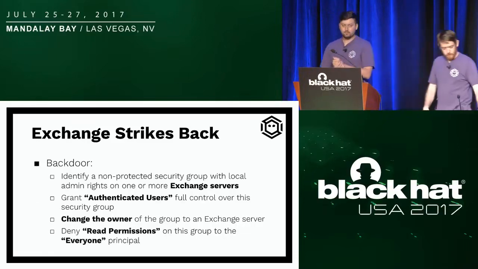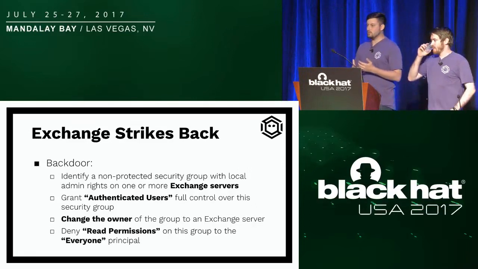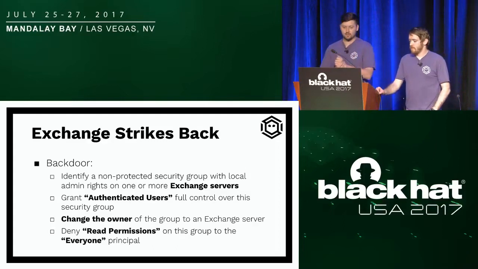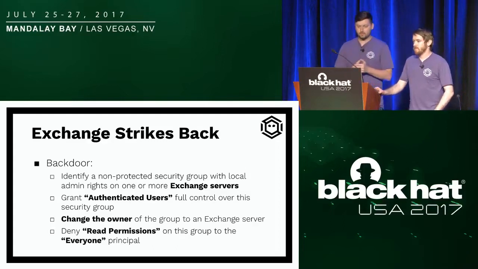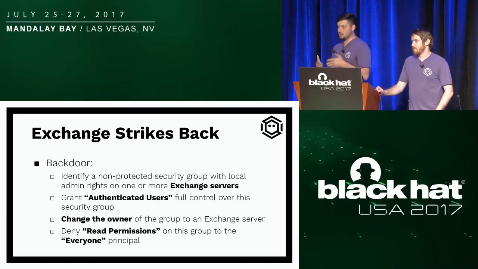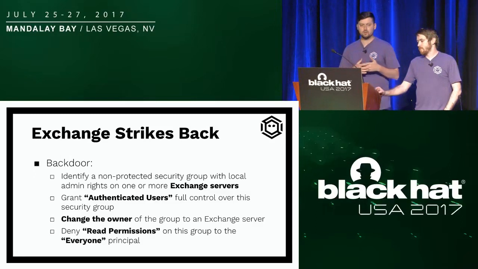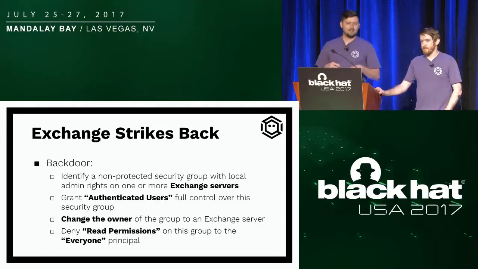So here's how this backdoor works. What we're going to do, we're going to ride the existing privilege that Exchange has, and we're going to backdoor an object that has the same privilege by security group delegation. So this is going to be extremely hard to find. First of all, we're going to find one of these non-protected security groups that has local admin rights onto an Exchange server. The Exchange servers, when you install Exchange server in Active Directory, they're added to a group called the Exchange Trusted Subsystem. Yeah, it's a mouthful. That group then will have all of that control in Active Directory that I was enumerating before.